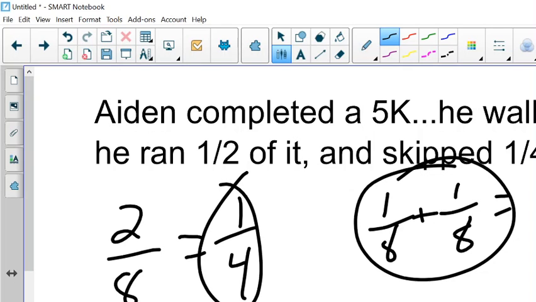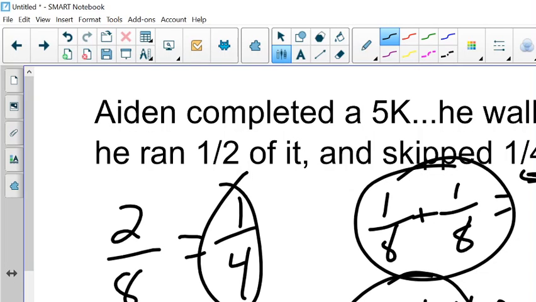So actually, let's write this a little easier. What is 1/4 of 5? Oh, we already figured it out. Remember, that's 1 1/4. So not only is that how far he walked, but it's also how far he skipped. So he did 1 1/4 skipping. Good job, Aidemeister. He did 1 1/4 walking. What's 1 1/4 plus 1 1/4? Isn't that 2 1/2? So actually, he has either skipped or walked 2.5 kilometers.